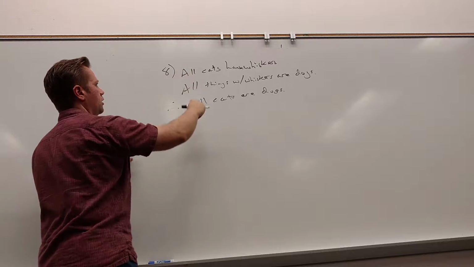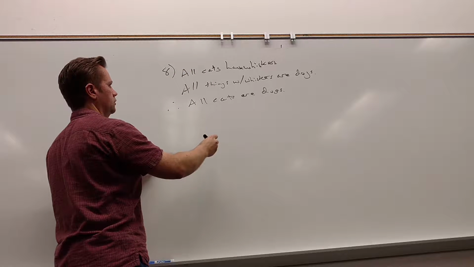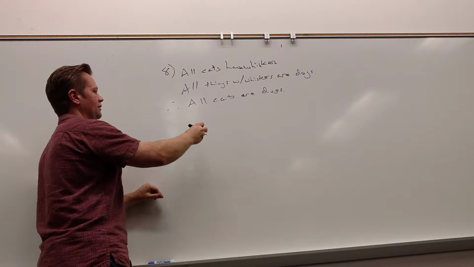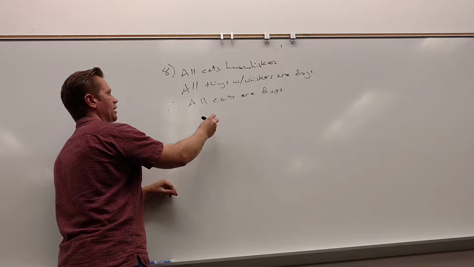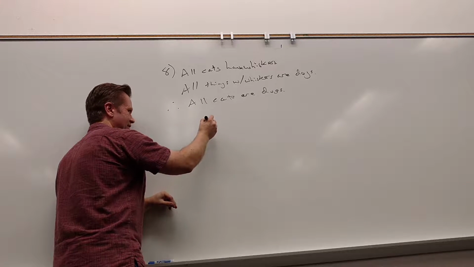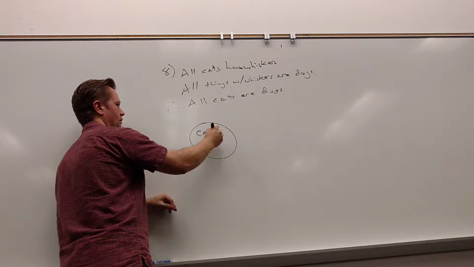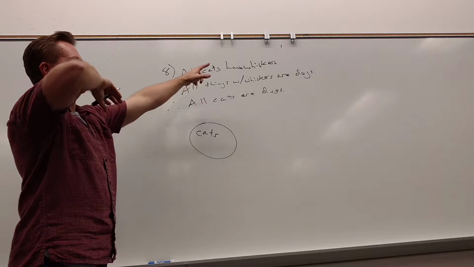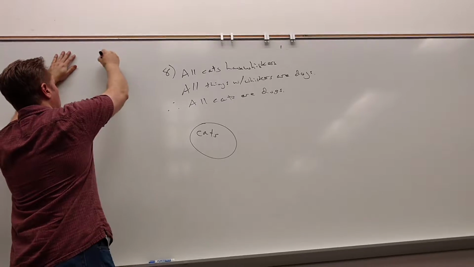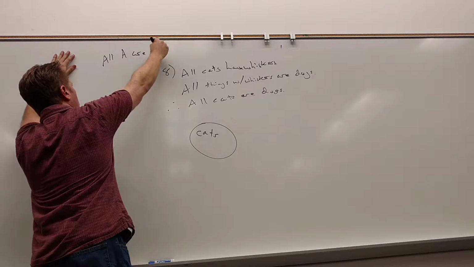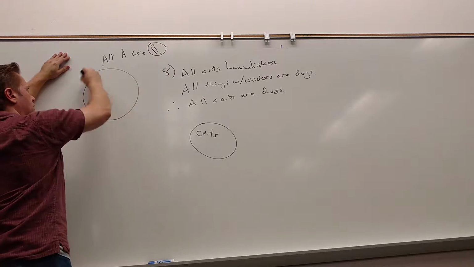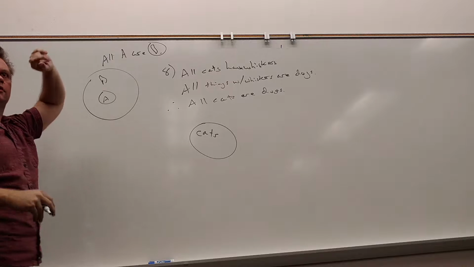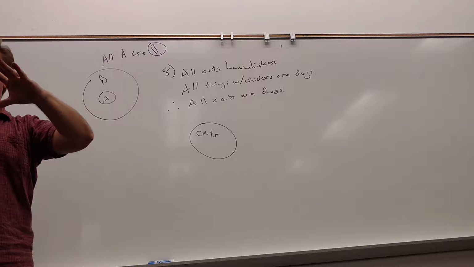So, how do I draw all cats have whiskers? A little kitty cat. Are you the cat circled? Yeah, and the big one's going to be whiskers. So all A are B. The second guy is the big guy. Every A has to be B. Does that make sense? That's kind of a generalization you can make.